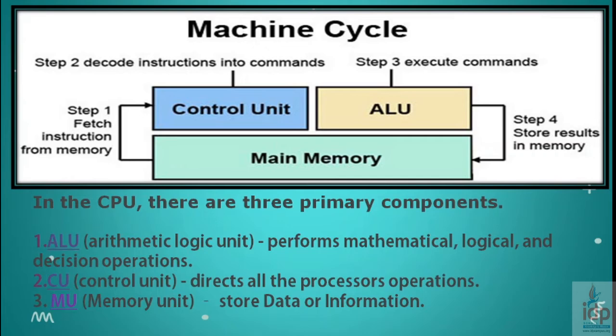Third one is memory unit. In this unit we can store information or data according to our need. The information in the memory can be changed and recalled on the screen whenever needed. The data and instructions which are to be processed are also stored in the memory unit.